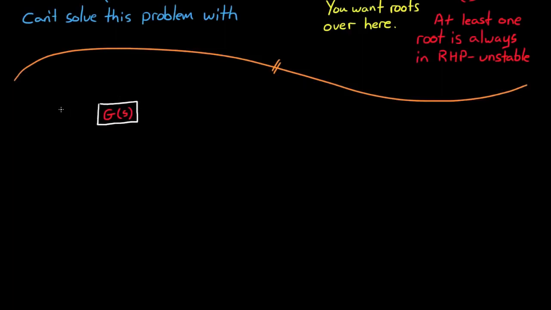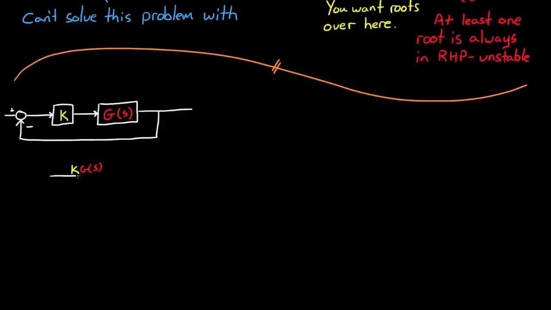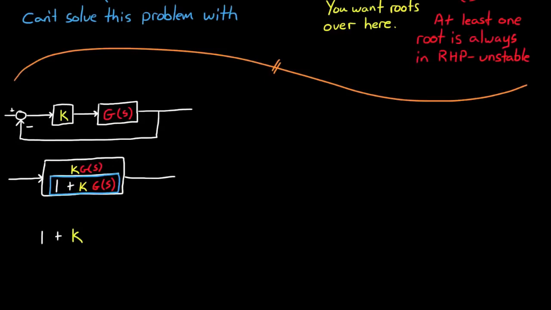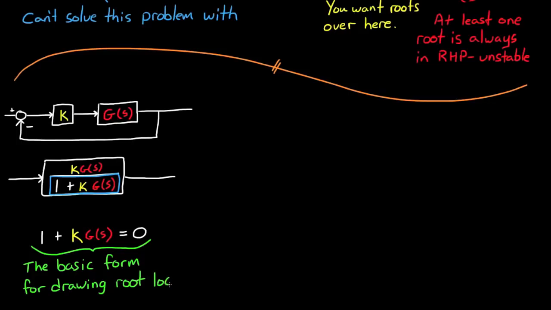So the classic way to set up a root locus problem is like this, where the gain is in the forward path and you have a unity feedback. And when you solve for the closed loop transfer function for this system, you get k times g of s in the numerator and 1 plus k times g of s in the denominator. And since we're only looking for the poles of the closed loop system, we only care about the denominator, 1 plus k times g of s. And the poles of this closed loop system come when 1 plus k times g of s equals 0. And this is the basic form that we need the characteristic equation to be in order for us to use our drawing rules that we're about to go over.